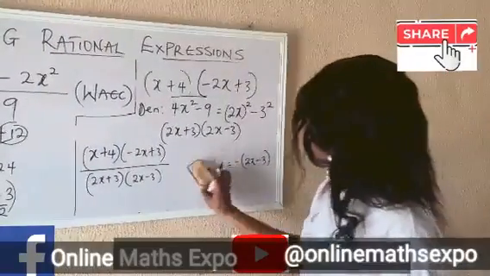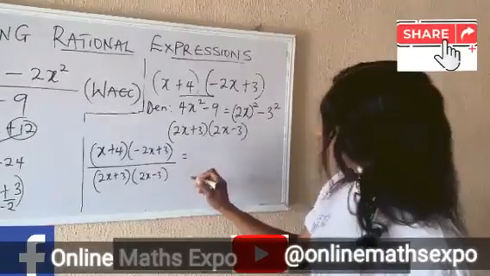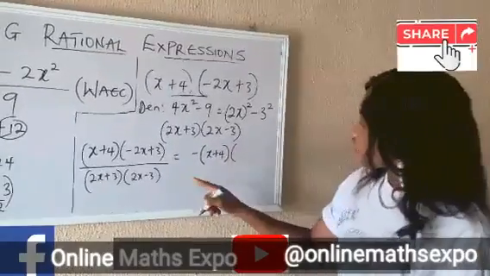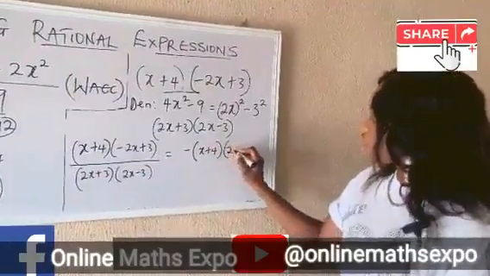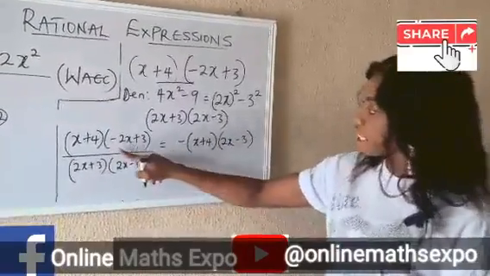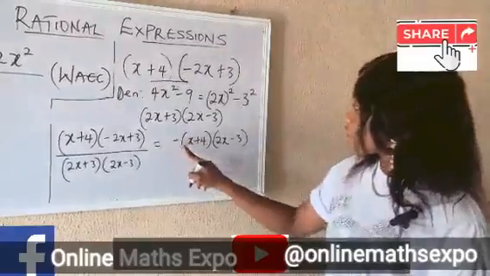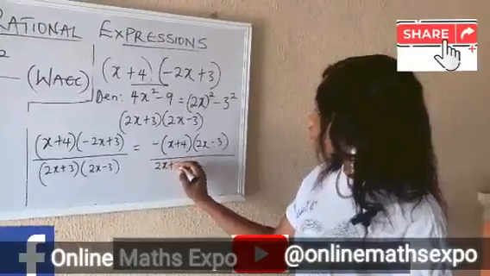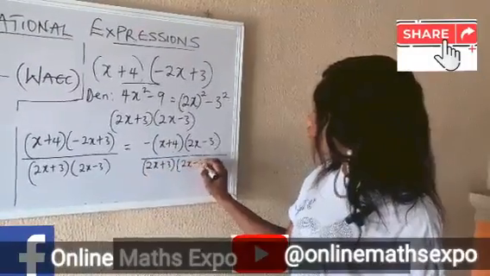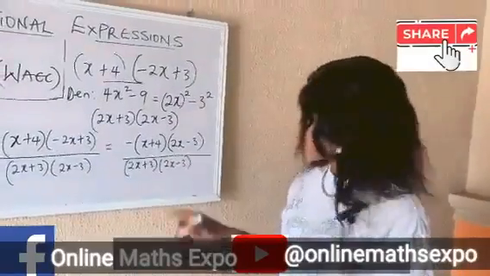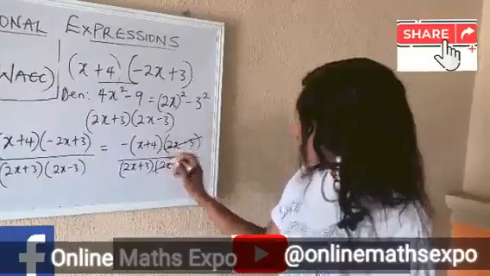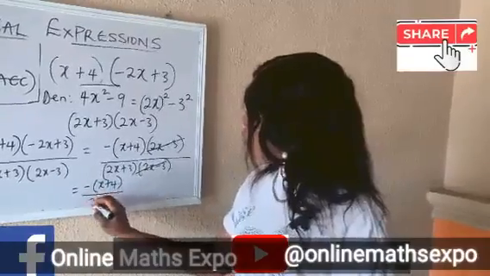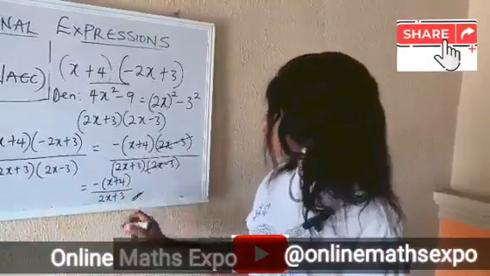So we are going to have minus into x plus 4, and then remember this minus is affecting this to give us 2x minus 3. So we have finally changed minus 2x plus 3 to be minus into 2x minus 3, all over 2x plus 3 and then 2x minus 3. So we have gotten the expressions that are the same. This can now cancel so that we are left with minus into x plus 4 all over 2x plus 3, and that is our answer.